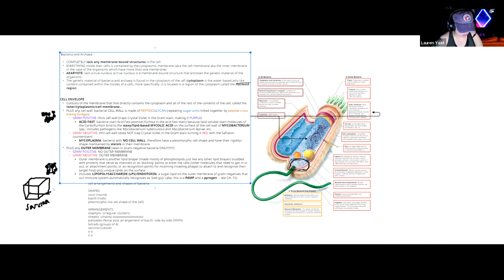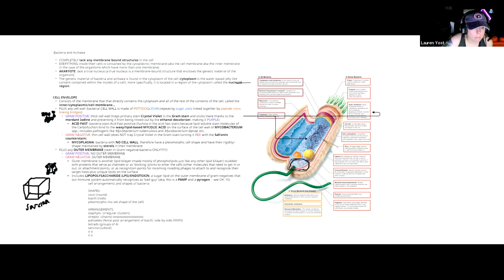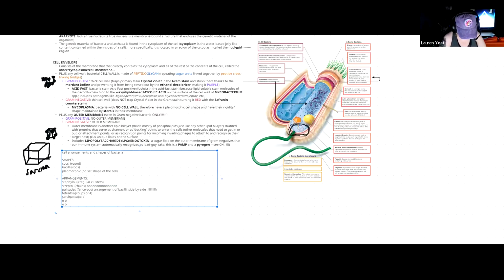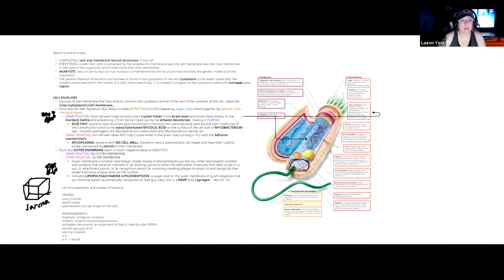So ethanol is our decolorizer, and our counterstain is safranin, right? So you guys know the drill with that.